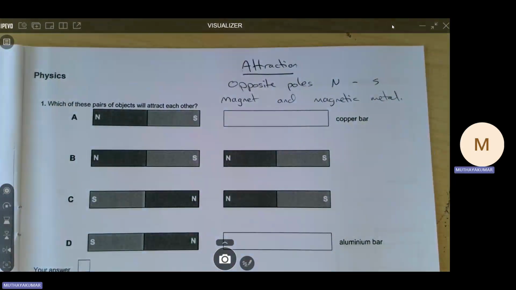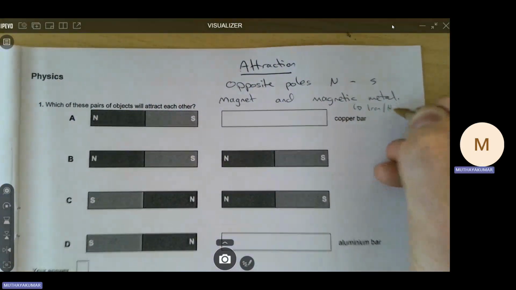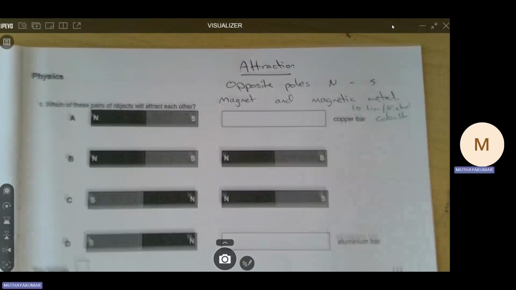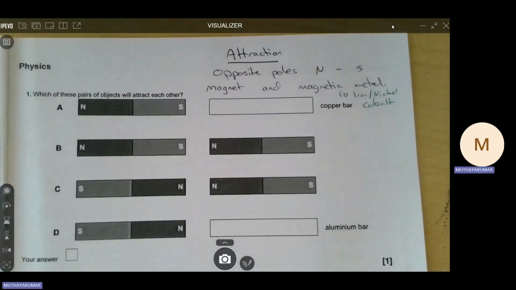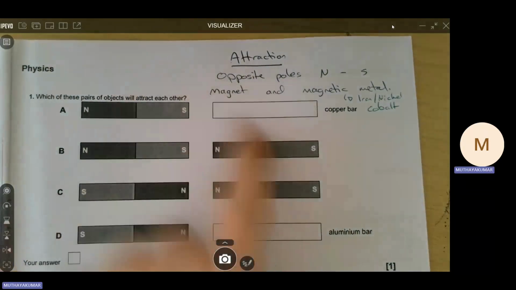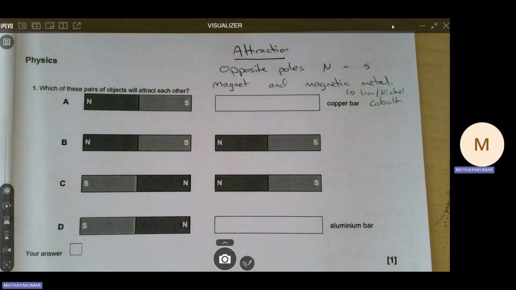So what are the magnetic metals? The most common one is iron. The other two are nickel and cobalt. Only those things will cause attraction. If it was a north and a north pole, repulsion. A south and a south pole, repulsion. So I'll give you just 10 seconds to have a quick look at these options, and it should be fairly obvious what the answer is.